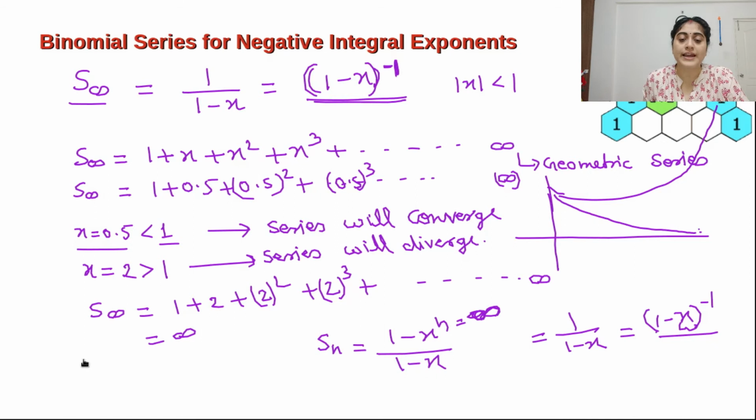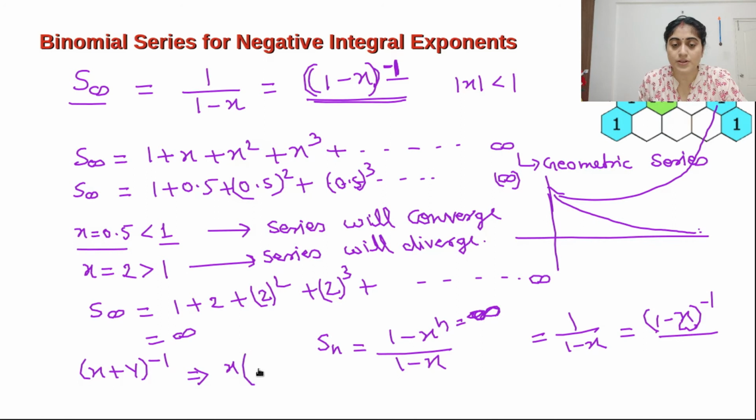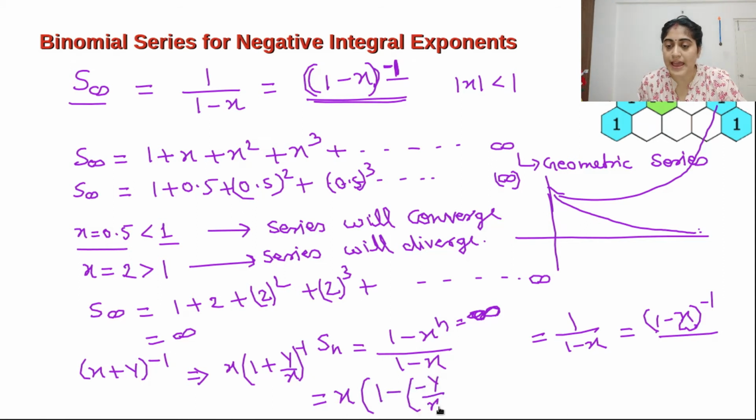If you have a general form like (x plus y) to the power of something minus 1, this time I have solved only for minus 1. So it should be in this form. If you take x common, it will be x times (1 plus y by x) to the power of minus 1. And that time you have to write it this way: x times (1 minus (minus y by x)) to the power of minus 1.